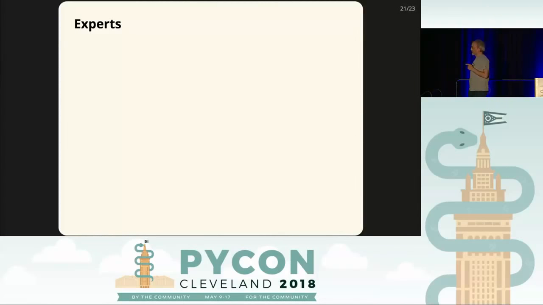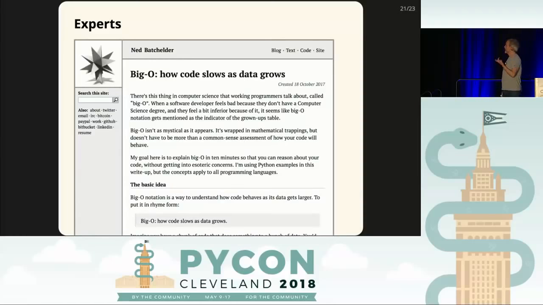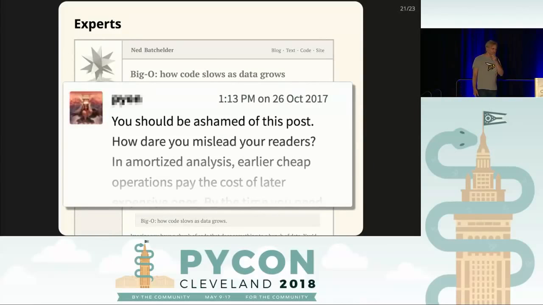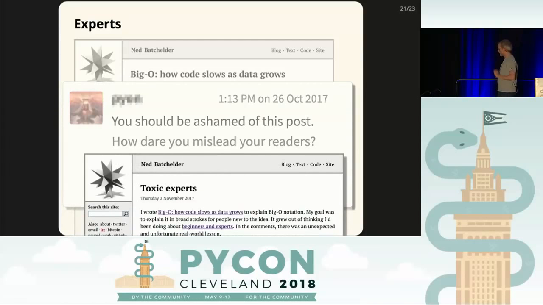And those experts, by the way, so I wrote a blog post when I was first starting to think about this with the same title, Big O, How Code Slows as Data Grows. And a lot of people liked it, but one guy wasn't so pleased. He thought that not only had I gotten something wrong, but the thing I'd gotten wrong was so important that the entire blog post was something that I should be ashamed of. And I actually looked into it. I gave him the benefit of the doubt. I learned a little bit more about algorithmic analysis. I concluded he was actually wrong. He remains convinced he is right. The good news is I got another blog post out of it.